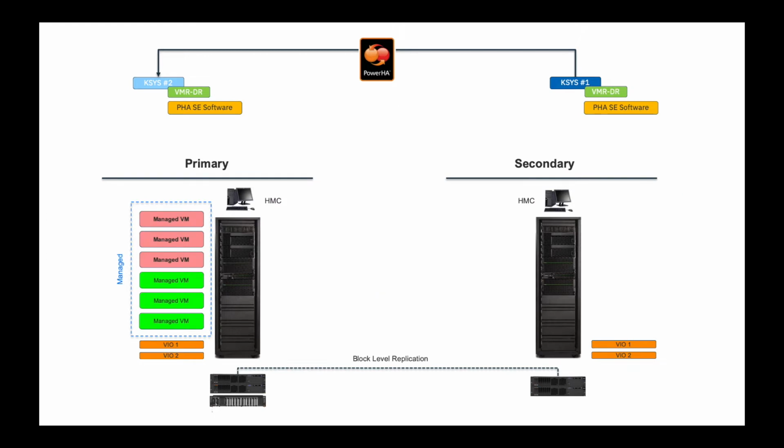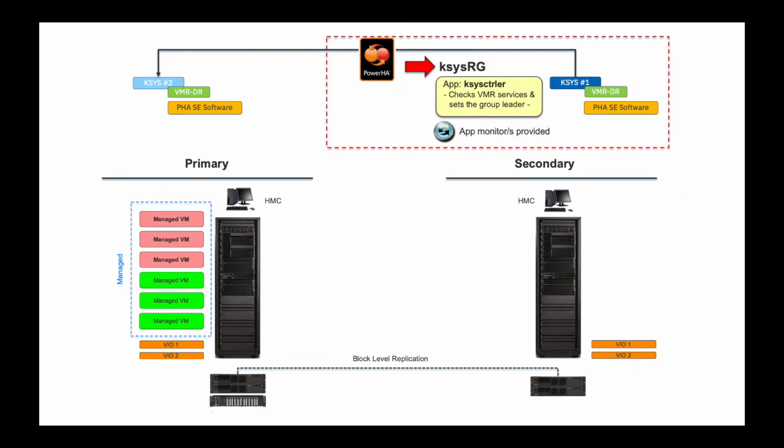If I move forward, I'll show you that when I do the cluster setup, it is very hands-off. It's going to automatically create a resource group. It calls this resource group KSYS RG, and within it, it has an application controller. The name is KSYS controller, and effectively what it's doing within the code, if you take a look at the actual start and stop scripts, is checking that the VM Recovery Manager services are active, and it also establishes one of those KSYS controllers as the actual RSCT domain group leader. So wherever the group leader is, that's where the resource group is going to be hosted.